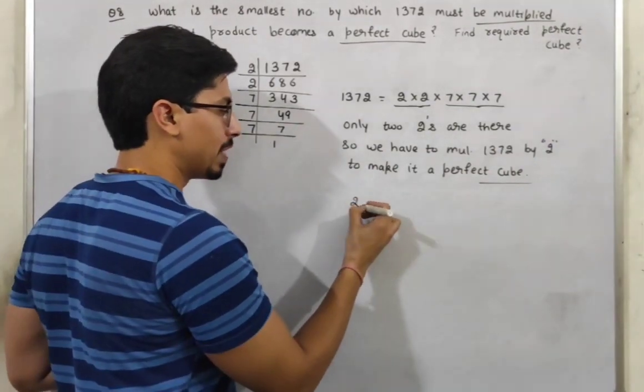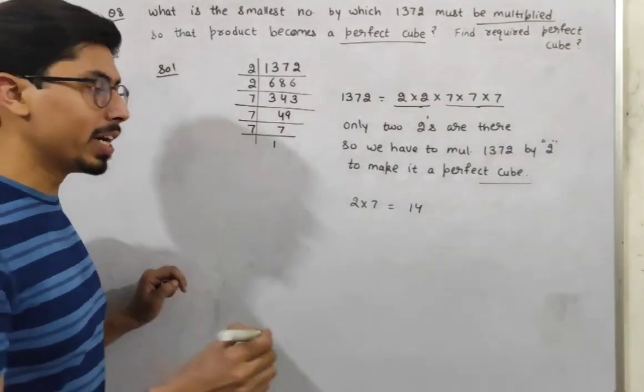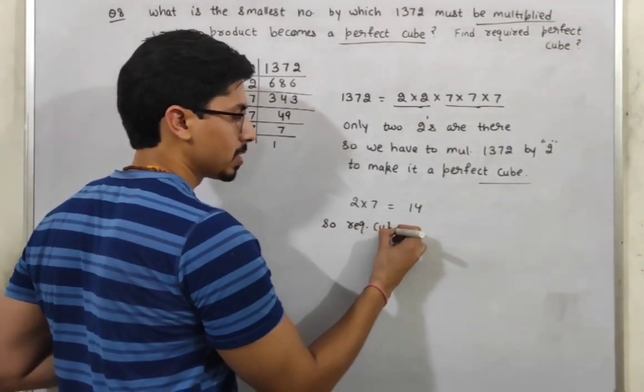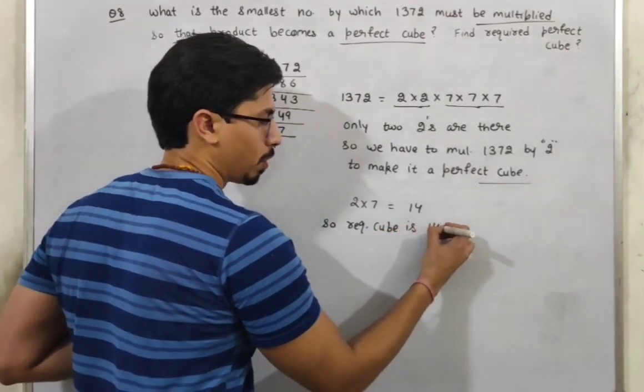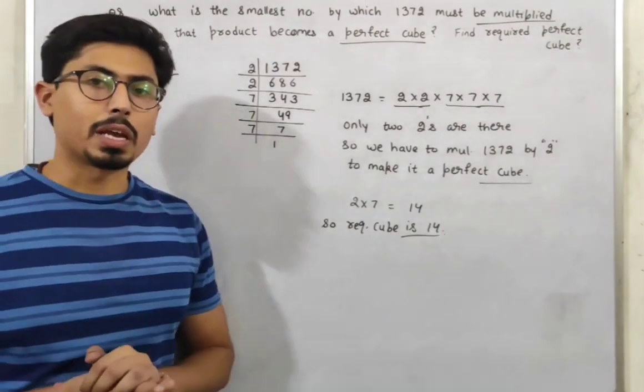So 2 into 7, that is 14. Okay, so the required cube root is 14. Okay, so this is our last question of our assignment.